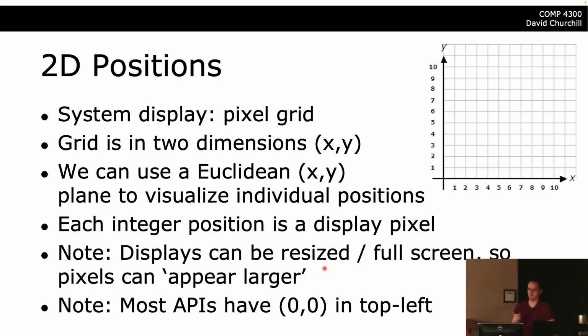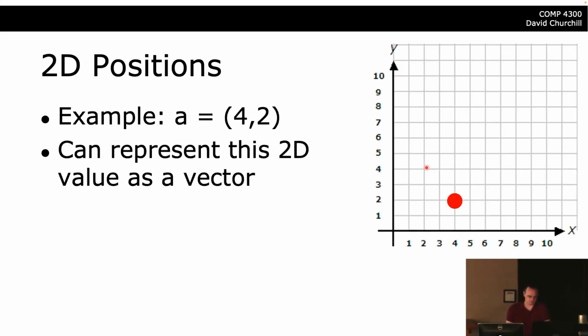And also be aware that most APIs, including SFML, have 0, 0 at the top left of the display. But just for these examples, I'm going to be using 0, 0 in the bottom left because the Euclidean plane is what we're most used to. But just realize that all this math is just going to be essentially flipped in the y-axis for the game.